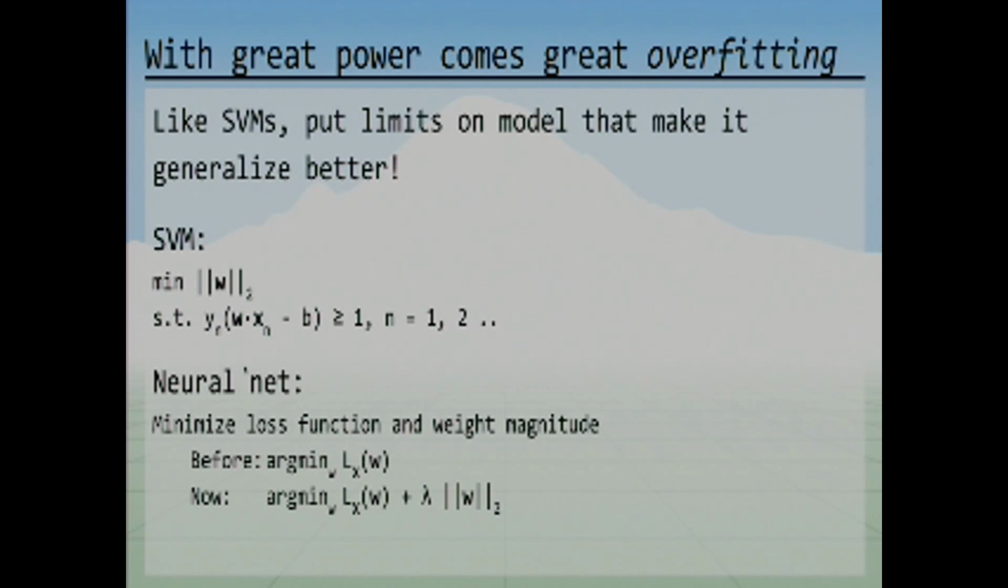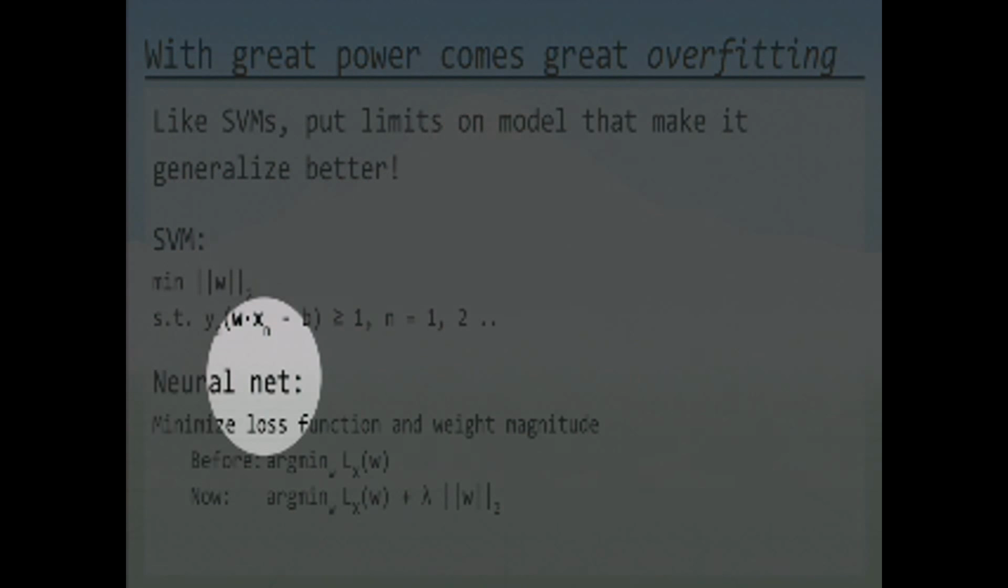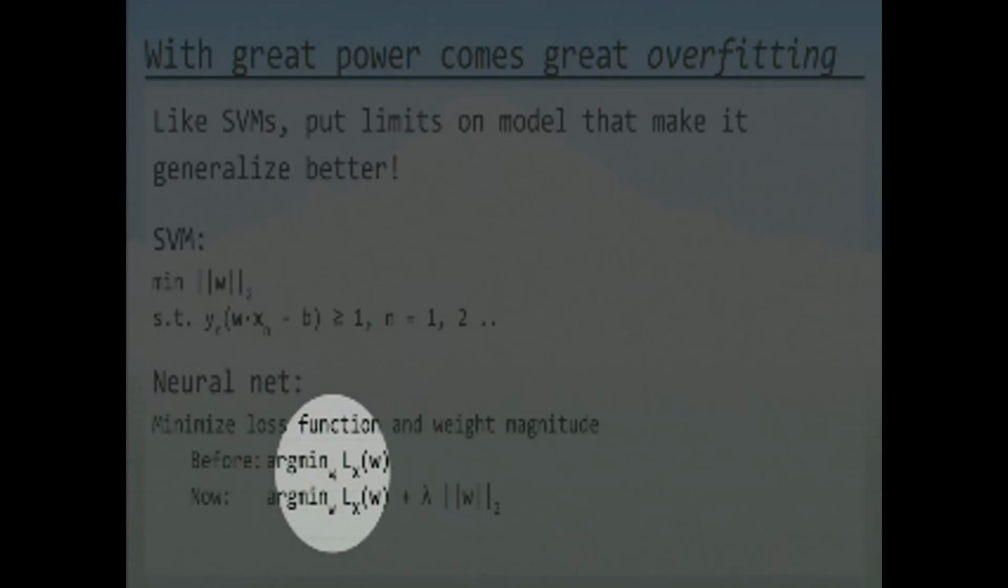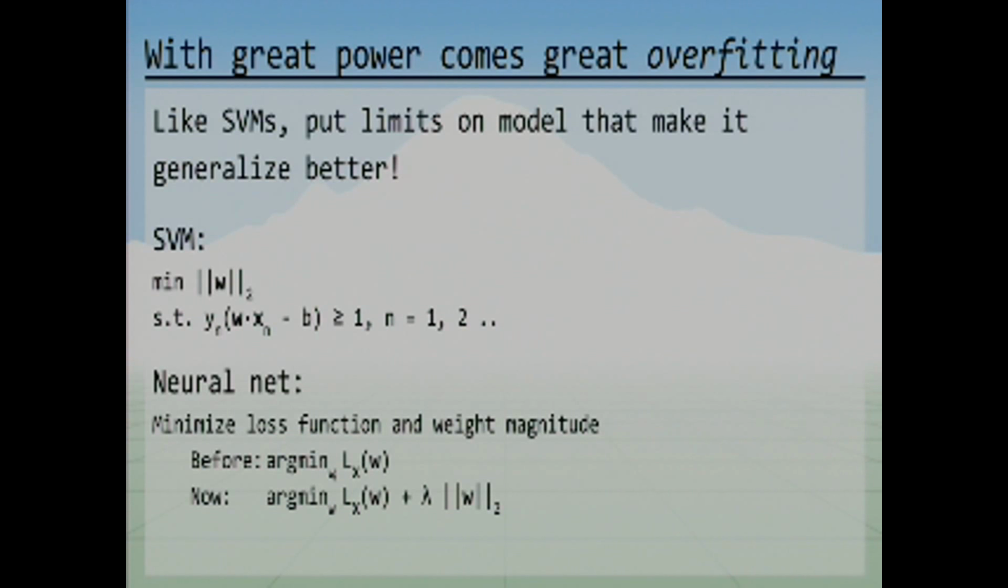With neural networks, what we're going to do is a similar thing, where we're going to focus on having these small weights W, but we're formulating it in terms of an optimization problem that we can solve with gradient descent. So before, we were solving for the weights W that minimized this loss function over our data, L. Now, we're going to add in this extra term, which is just some measure of the magnitude of our weights themselves.